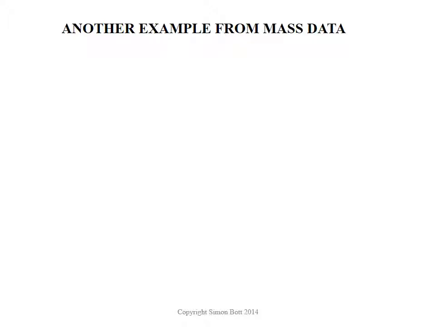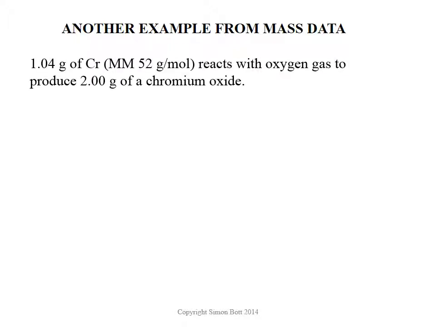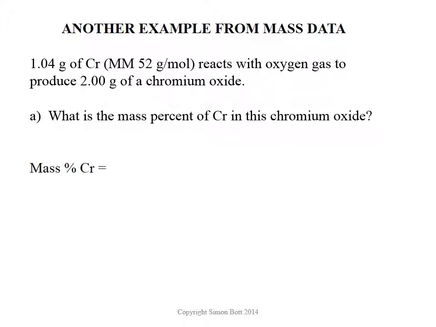Now, of course, we don't have to know the formula of a compound in order to get some mass data. We can do it from experimental data. For example, consider this type of situation. We take 1.04 grams of chromium, and I'm nice, I tell you its molar mass is 52 grams per mole, and that reacts with oxygen gas to produce 2 grams of a chromium oxide. So the mass percent of chromium is 1.04 grams of the chromium, total mass of 2, multiplied by 100.